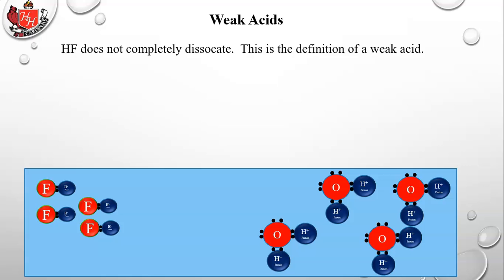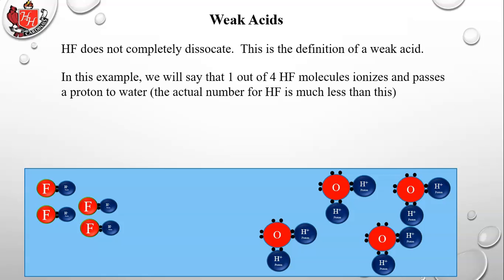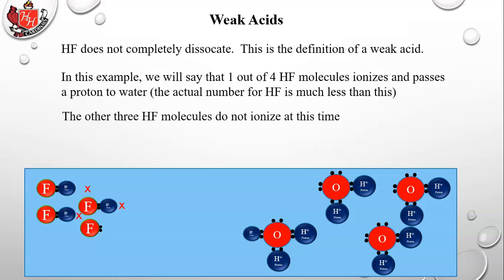HF does not completely dissociate. This is the definition of a weak acid. In this example, we will say that 1 out of 4 HF molecules ionizes and passes a proton to water. The actual number for HF is much less than this, but we're just trying to keep the numbers small and simple here. So we'll say it's 1 out of 4. So that means that proton jumped over to a water molecule. The other 3 HF molecules do not ionize at this time. Okay, so you had 1 out of 4 ionize, 3 out of 4 didn't ionize in water.